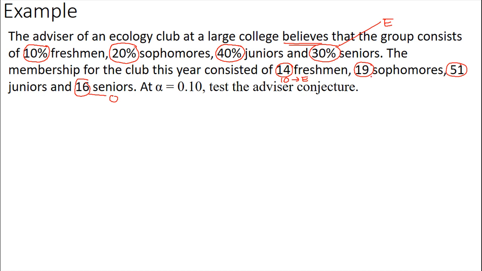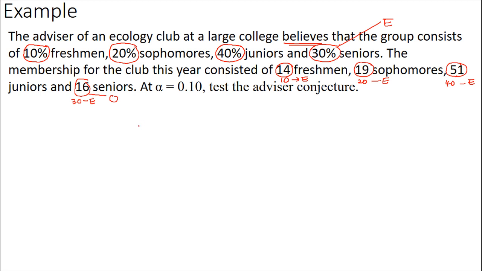For sophomores, he expects 20%, so 20% of 100 is 20. This is what the advisor expects. For juniors, he expects 40%, so 40% of 100 is 40. And 30% is seniors, so 30% of 100 is 30. This is what he expects for seniors. Okay, now we have all these values.